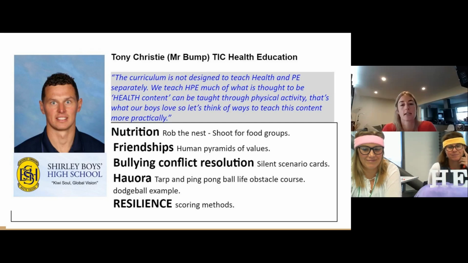We've got the silent scenario cards for our bullying or conflict resolution, and using any physical context. Cavi would obviously choose dodgeball, but anyone could choose anything else. So chuck them in there, and then debrief around that conflict resolution and just watch it in action.